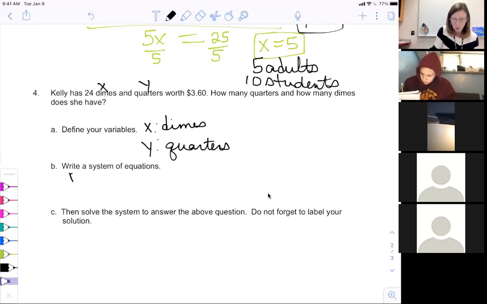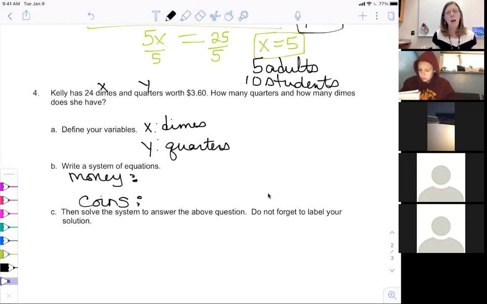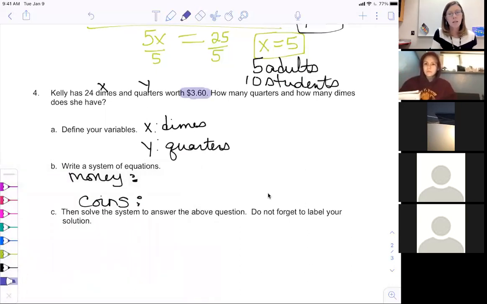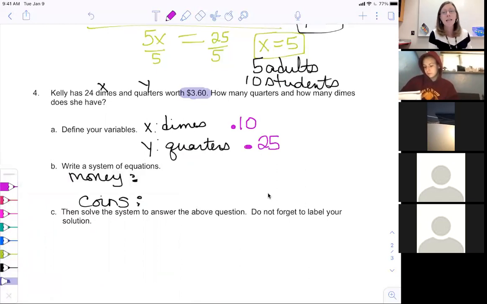We're going to write an equation for money, and then we're going to write an equation for coins. Now this one's a little tricky because you have to think about how much money is a dime worth. I know I have a total of $3.60. A dime is 10 cents, but we have to talk about that as a dollar amount. So it's 10 cents on the dollar, 0.10. A quarter is 25 cents or 0.25. So I can't keep that as 10 because 10 would mean $10 since we're comparing dollars here.